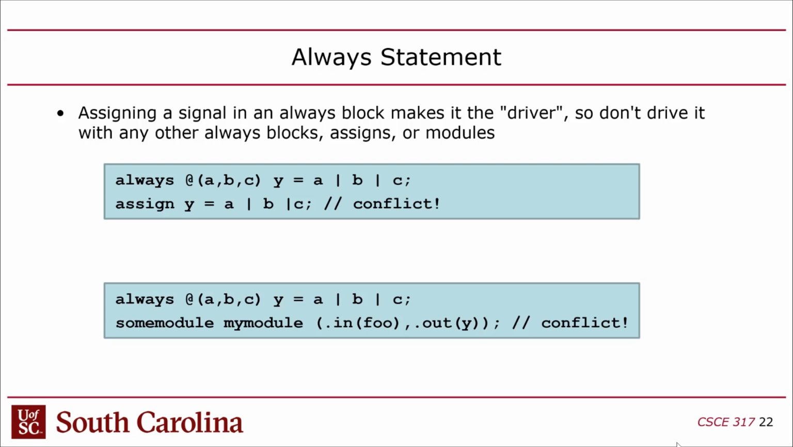But anything you assign in an always makes that always the owner of that signal, the driver, right? Unless you have a tri-state signal, which I have actually never done in an always. But generally speaking, anything you assign in an always is owned by that always. You don't want to assign the same signal outside of that always.